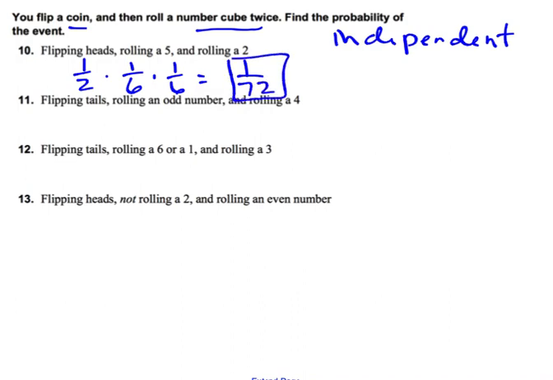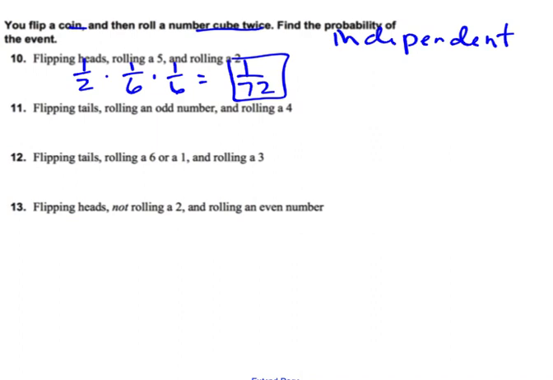Number 11, we're going to flip tails, which is a 1 in 2 chance, 1 in 2 probability. An odd number happens 3 out of 6, and a 4 happens 1 out of 6. This is a probability of 1/2 times 1/2 times 1/6. That's 1/24th probability.